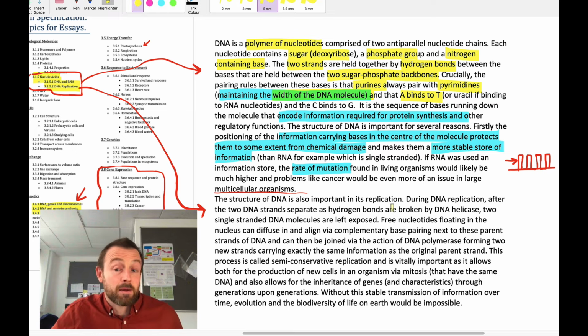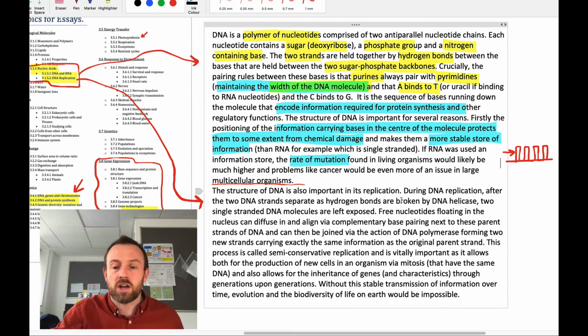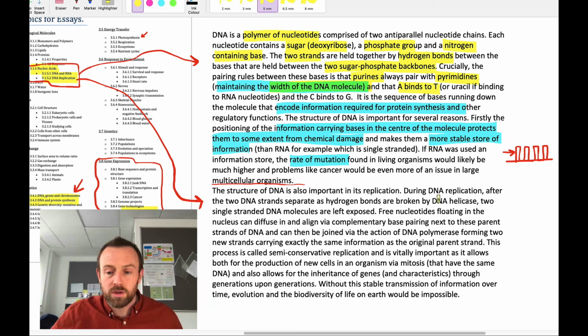Now I'm talking about DNA replication. Again, I don't want to say too much. I want to focus just on the importance. So I do talk a bit about replication. I talk about helicase, the DNA strands separating, hydrogen bonds, the molecules left exposed, free nucleotides. I say complementary base pairing, parent strands of DNA. I talk about DNA polymerase.